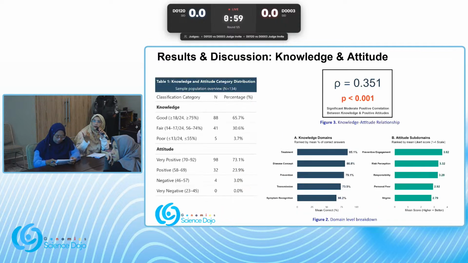Next. And then generally we see that knowledge and attitude are actually positive toward people living with HIV/AIDS, and there's a significant moderate positive correlation as reflected by this experiment's rho. But when we look at the attitude subdomain, we can see that the stigma score is the lowest, meaning that they're still displaying stigma despite the potential social desirability bias in our questionnaire method.